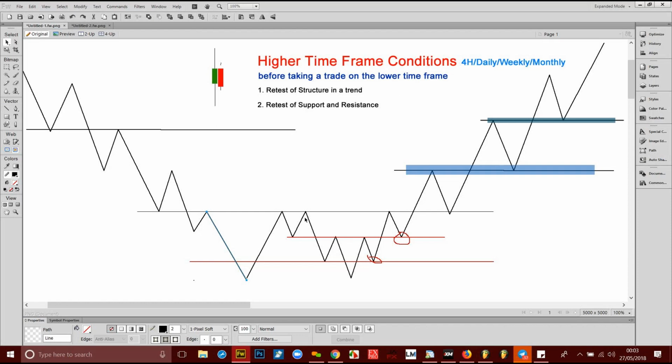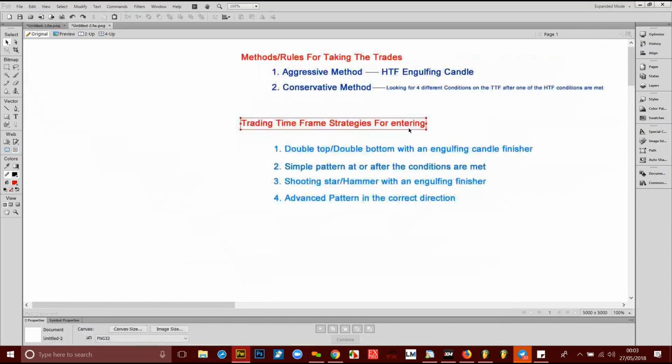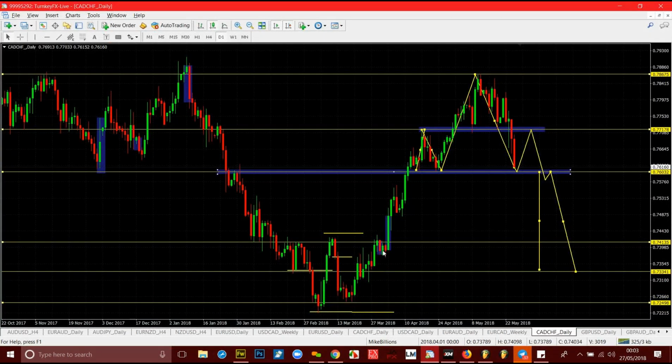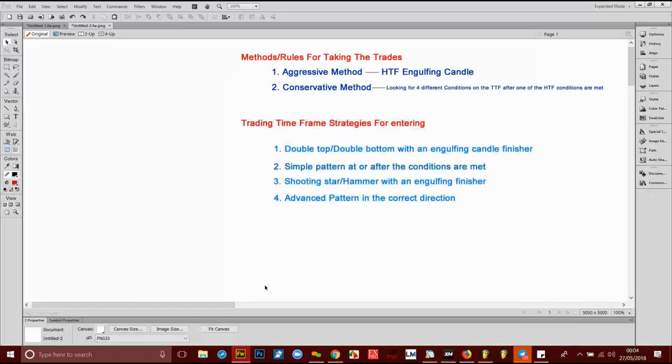So that's one condition. Remember, I said we have an aggressive method of taking the trade, which is looking for an engulfing candle on the higher time frame. We've just looked at it now. Higher time frame, aggressive method. Where is it? That was this one. Higher time frame. I didn't even bring it down. I just stayed on the daily. It came down, it retested, and I looked for an entry to take me down to the downside. Yep. So that's the next method.